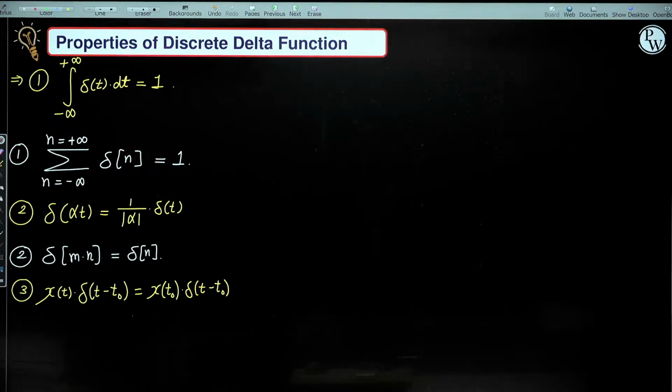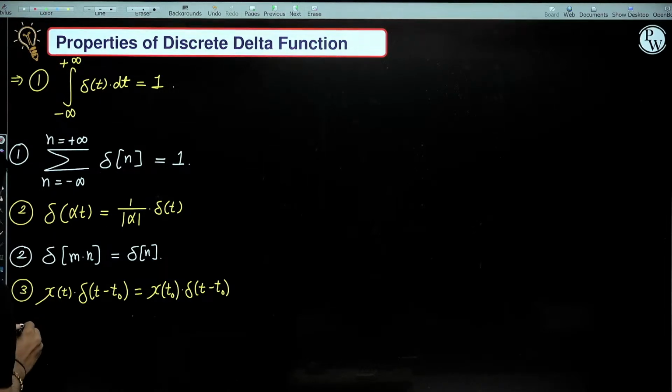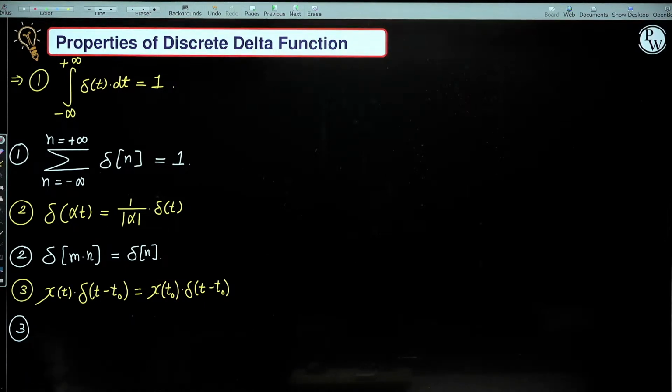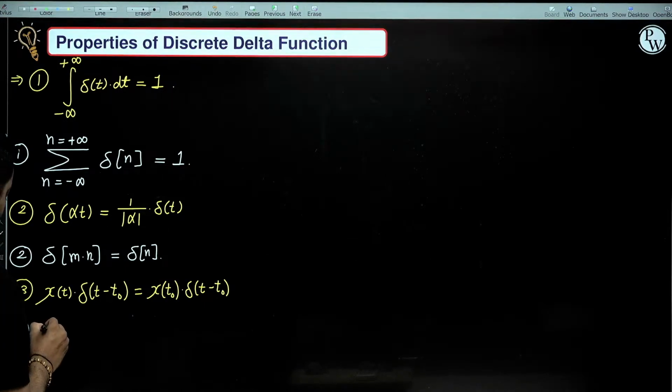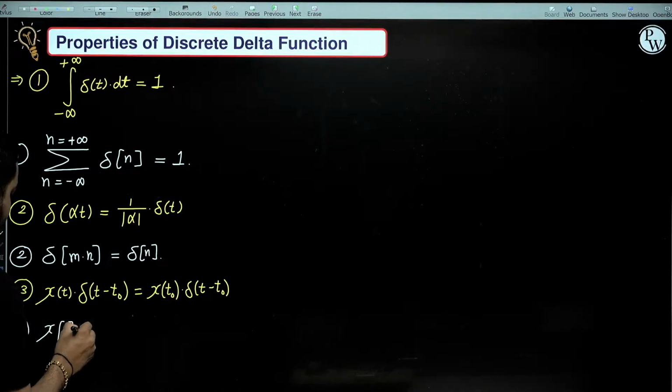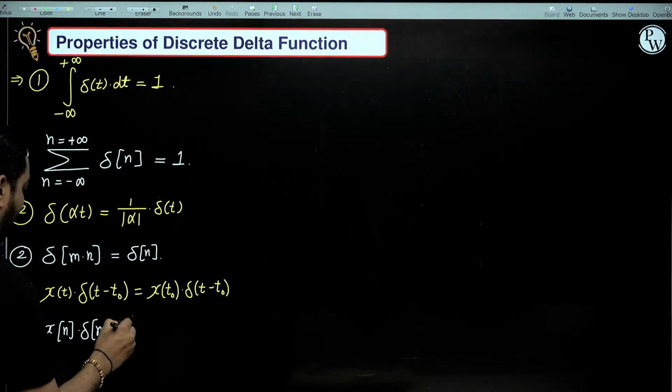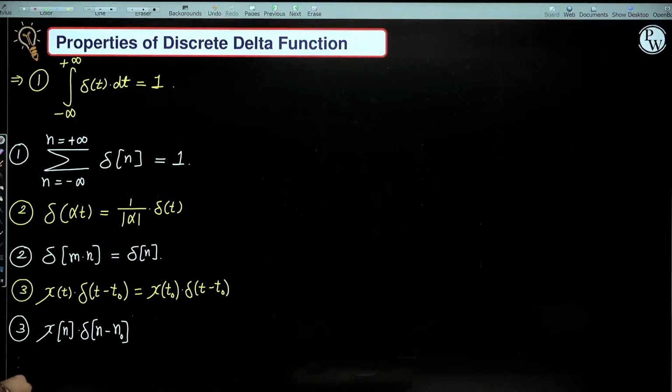Del t minus t naught. Correct? This is the product property. In a similar way, we can write the product property for the discrete impulse function also, guys. So here it is x of n instead of x of t. Here, del t minus t naught; so here I am writing del n minus n naught. Correct? Del n minus n naught.